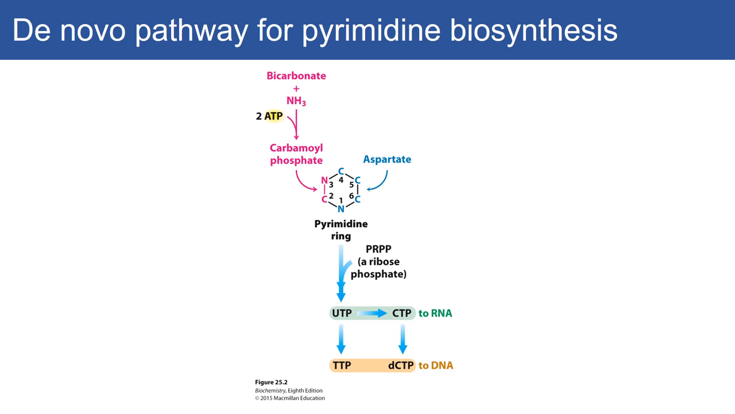An important consideration that you're going to want to know for exams you take on this topic is where the different elements of the ring come from. You might notice the C2 and the nitrogen at position 3 come from the carbamoyl phosphate, and the nitrogen at 1 and the 4, 5, 6 carbons all come from aspartate. You'll want to know that for sure for the exams. So let's get into a little bit more detail on this pyrimidine biosynthesis pathway.